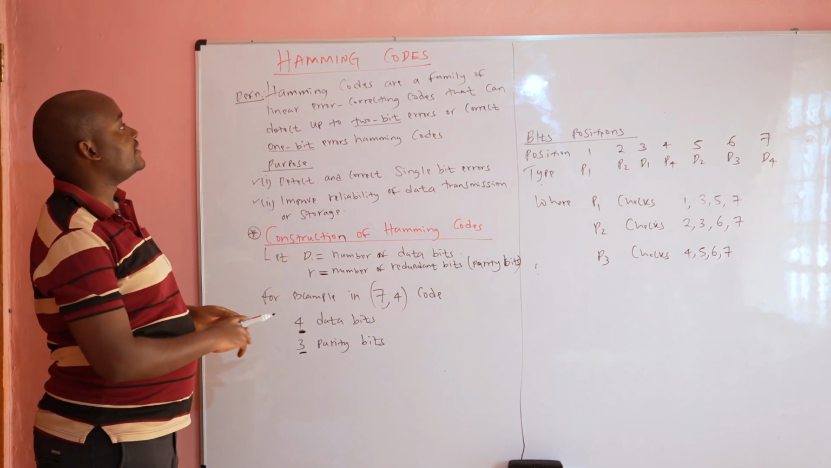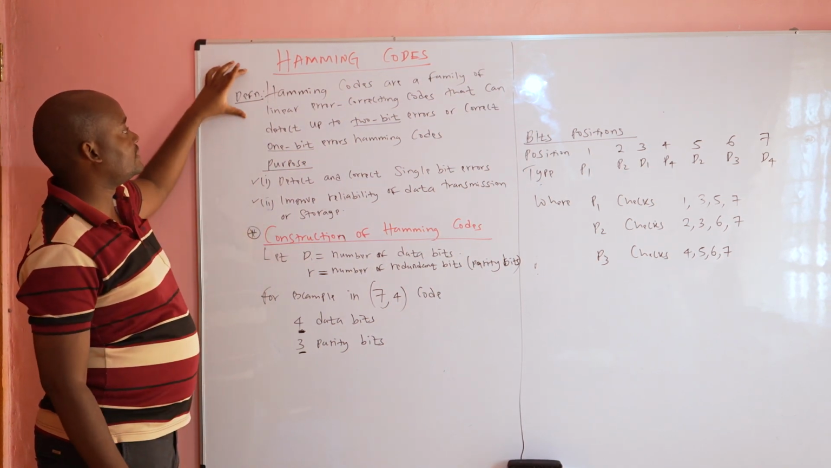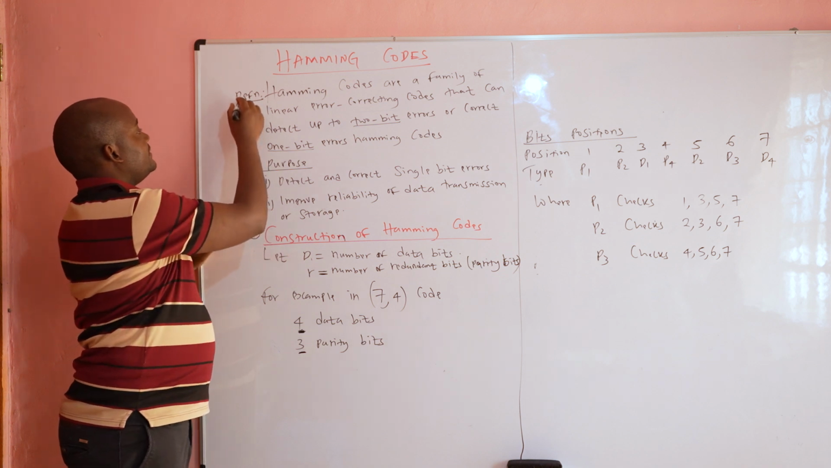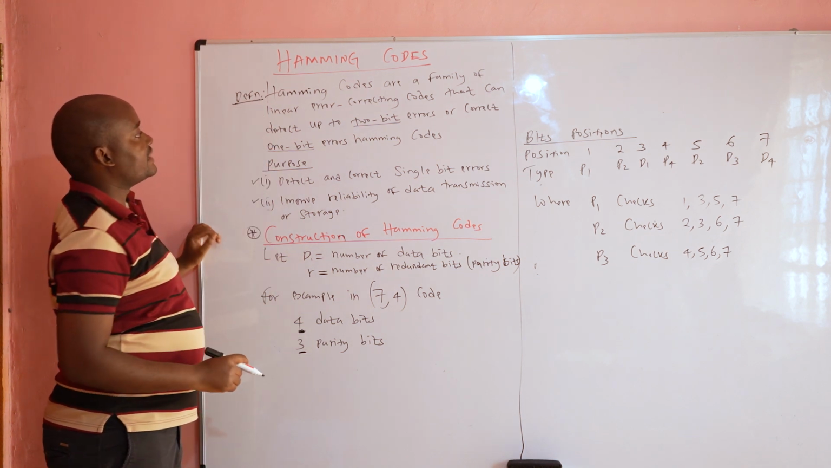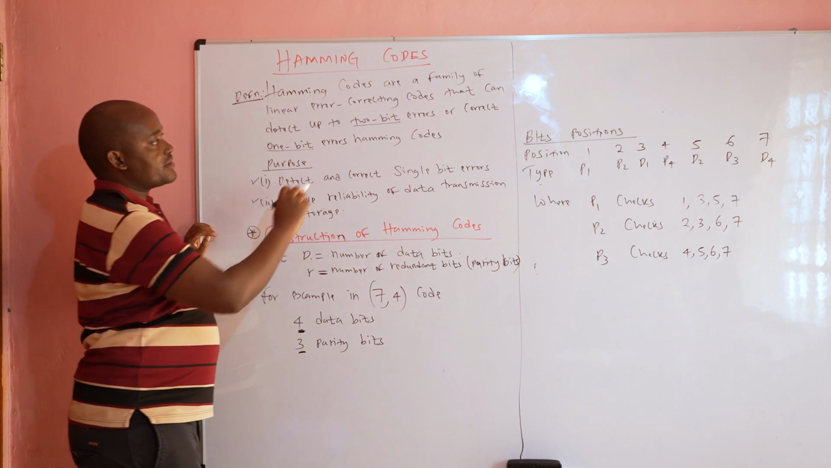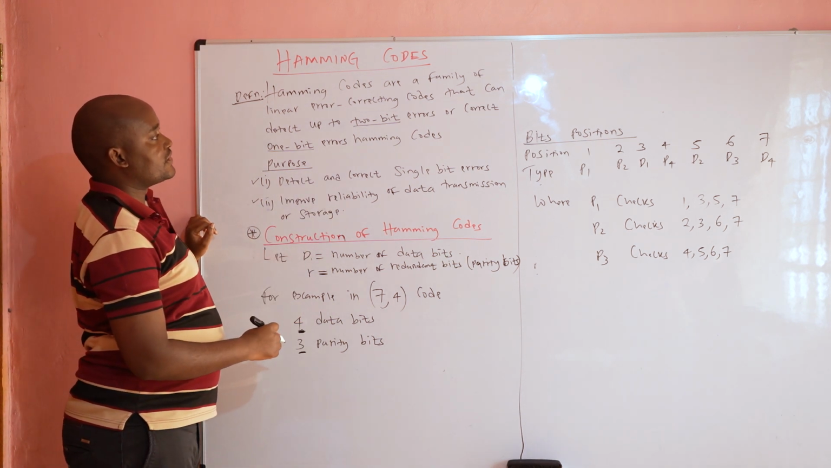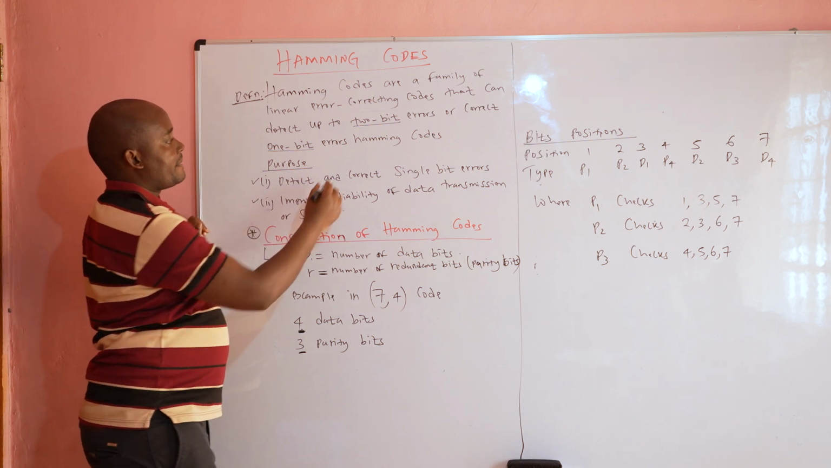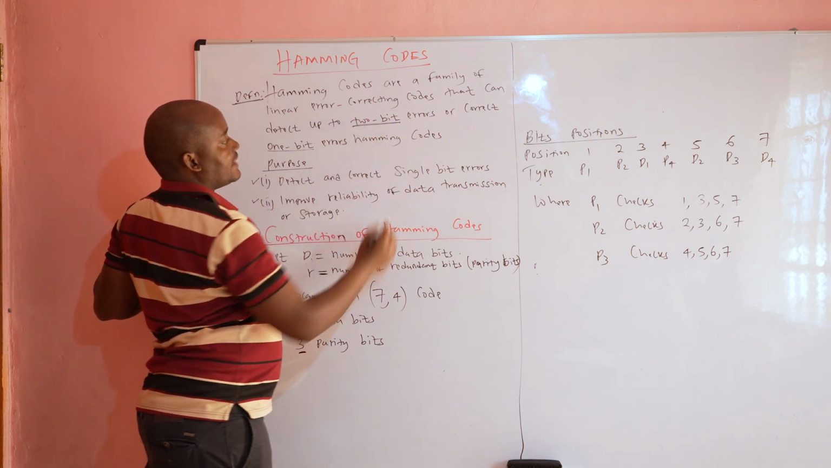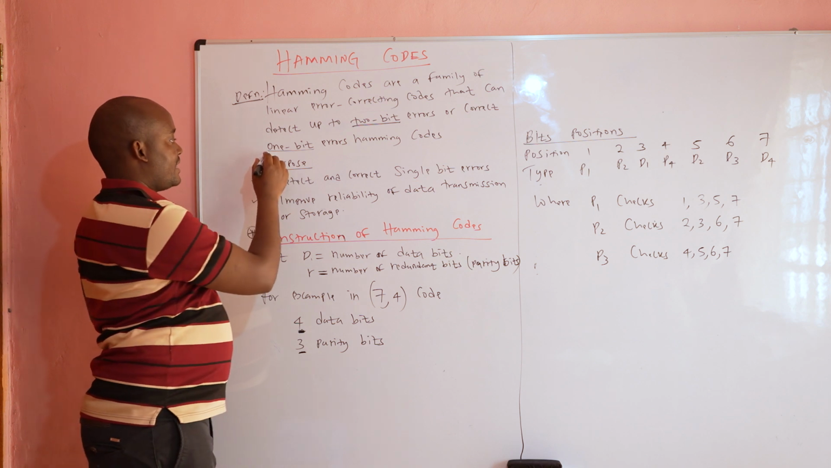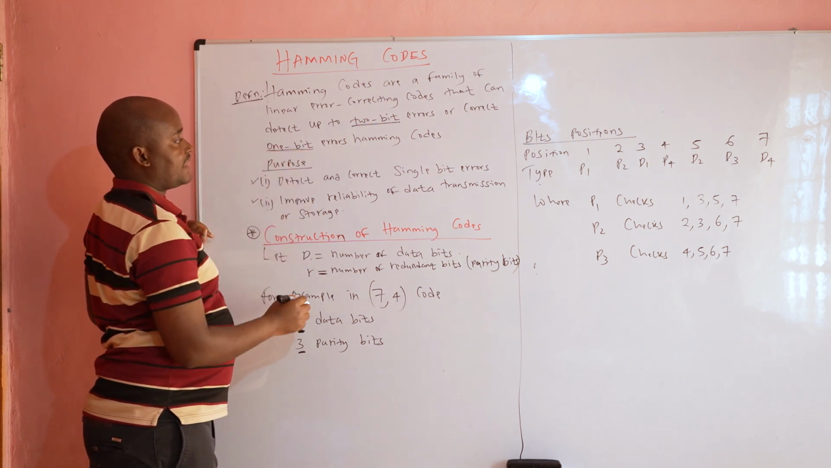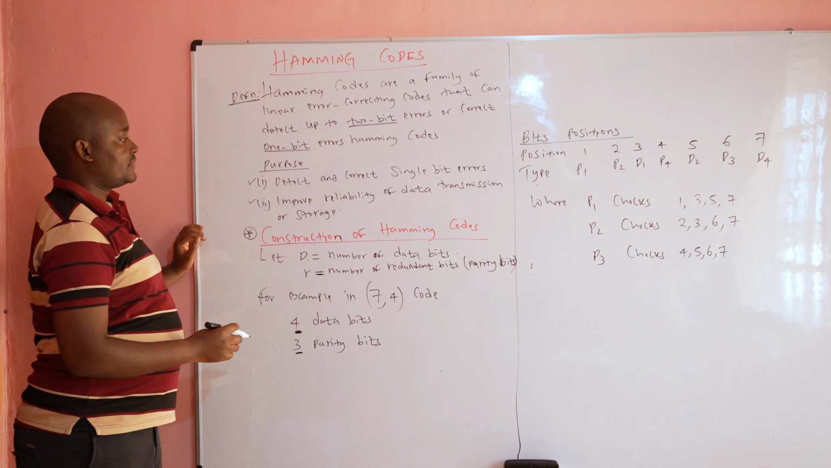In today's video, we're going to look at the Hamming codes. This is the definition of Hamming codes, saying that Hamming codes are a family of linear error correcting codes that can detect up to 2 bit errors or correct 1 bit errors. Hamming codes, so what is their purpose?